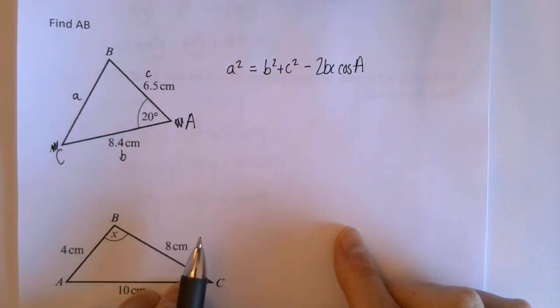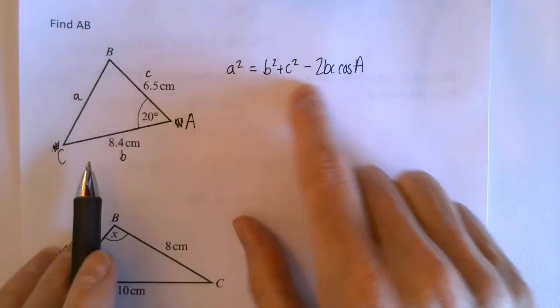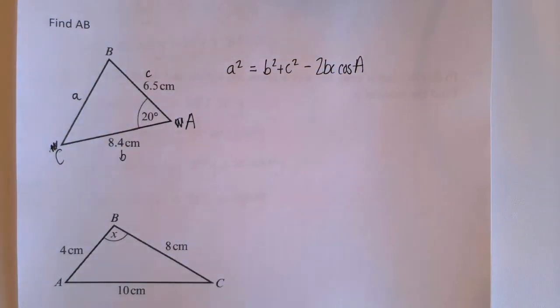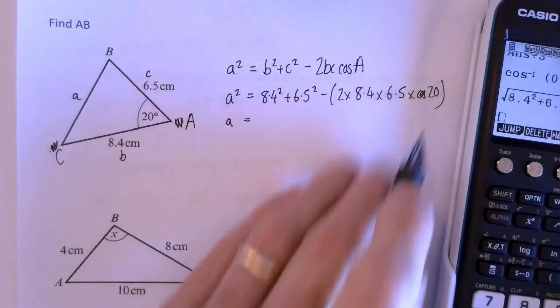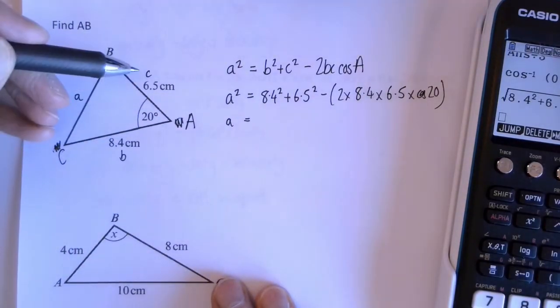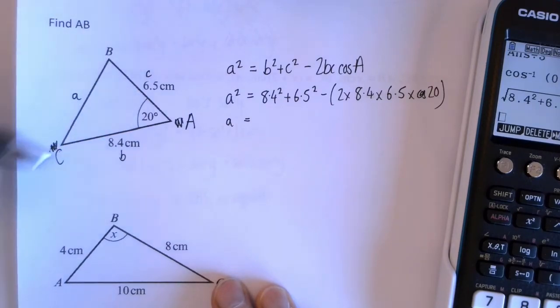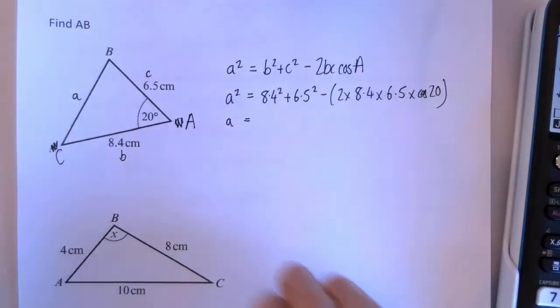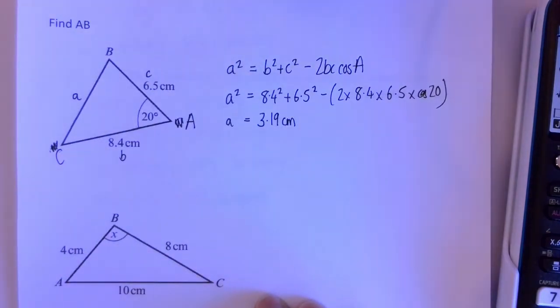Okay? So b is 8.4, c is 6.5, and big A is 20 degrees. Go on, see if you can solve it for me. Okay, so that was the sum. b and c are interchangeable, aren't they? So if I decided that was b and that was c, it doesn't matter. They will swap around, they make no difference to the sum. And so my answer is 3.19, and that's centimetres, so a rare use of units at A-level maths.